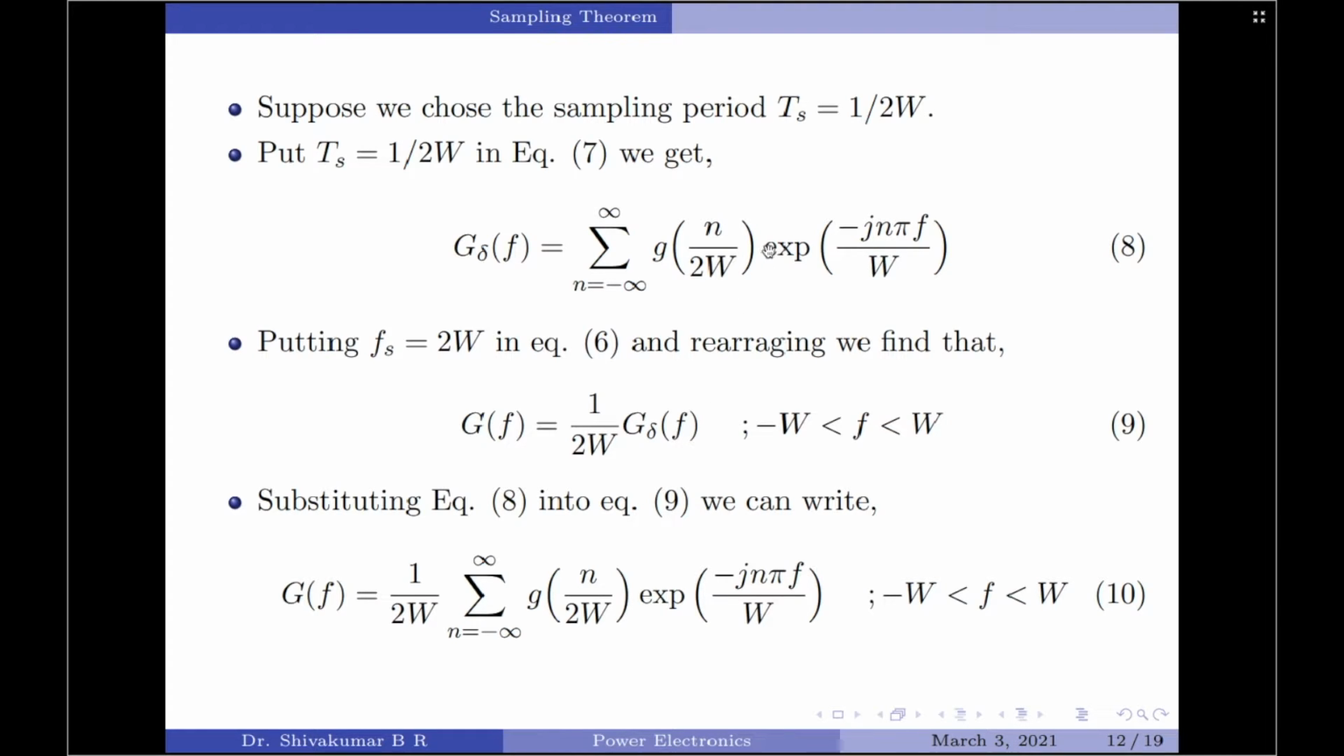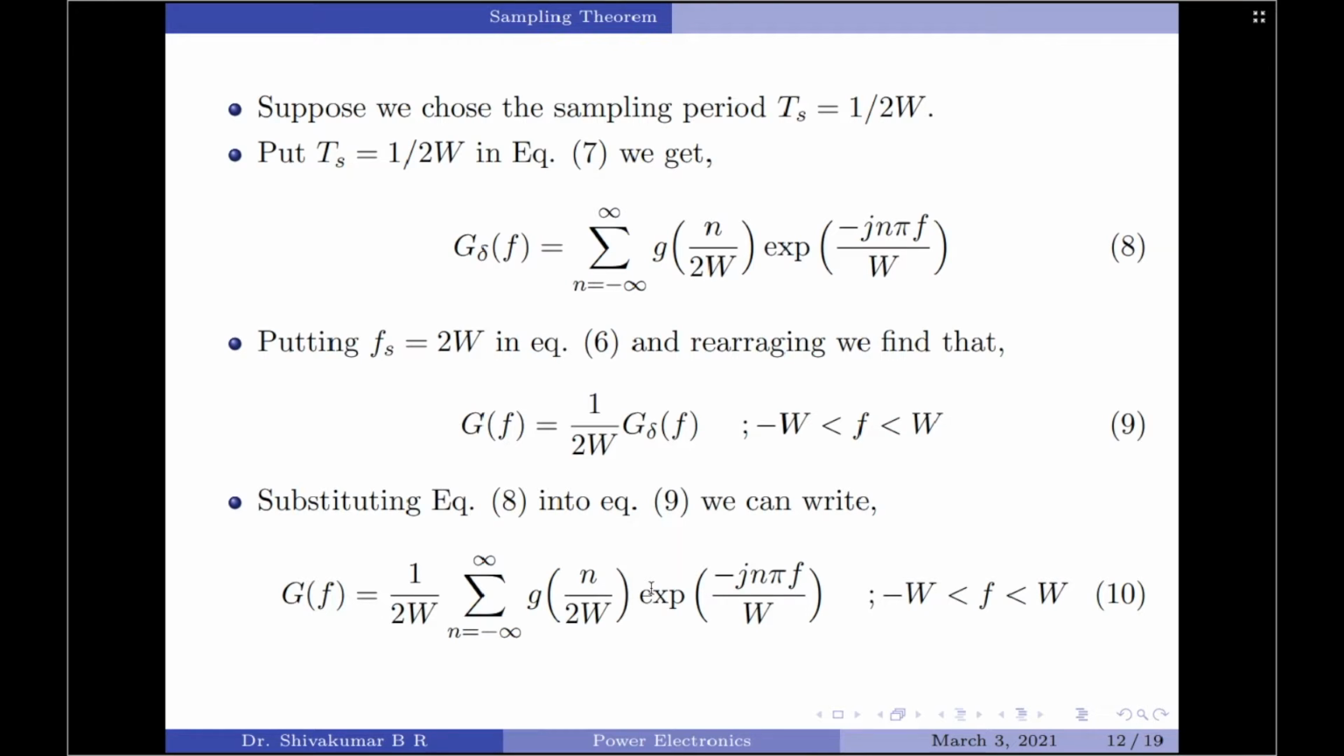Now, I will substitute the RHS of equation 8, which in fact represents G delta(f), into the RHS of equation 9. This will give a new equation, that is G(f) equals 1 by 2w summation n varying from minus infinity to plus infinity g(n by 2w), which is our sample, multiplied by exponential of minus j n pi f divided by W. This is once again for frequencies between the limits minus W to plus W.